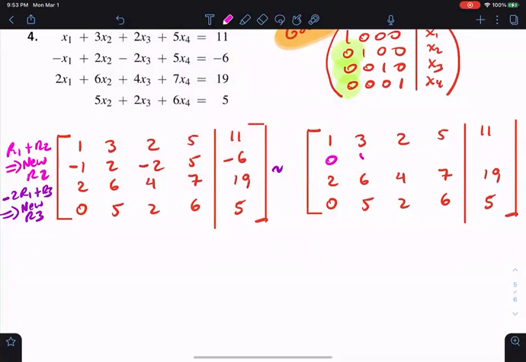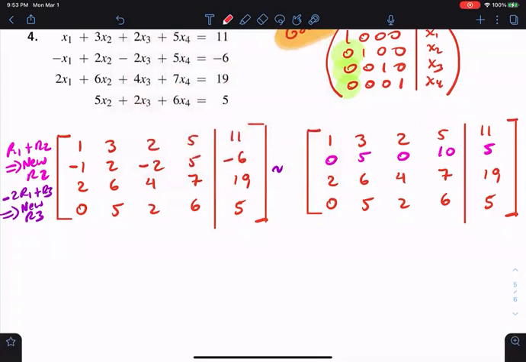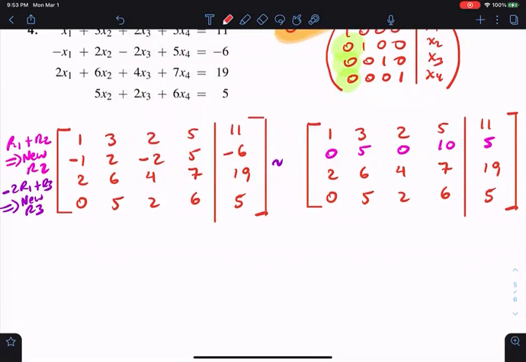3 plus 2 is 5. 2 minus 2 is 0. 5 plus 5 is 10. And 11 minus 6 is 5. Okay. What's next? Get rid of these 2 here. So we did that already. So that's the purple step. So let me erase this stuff.